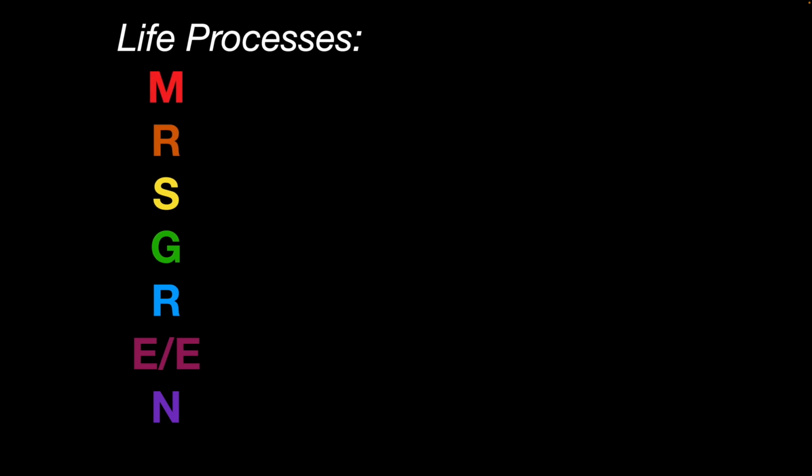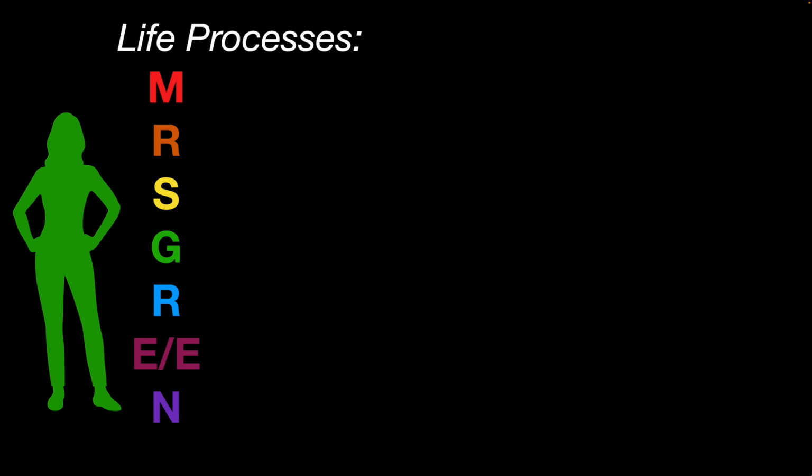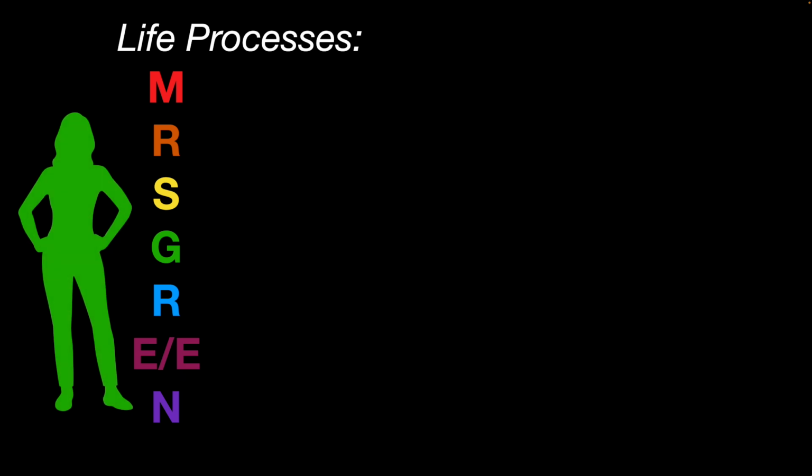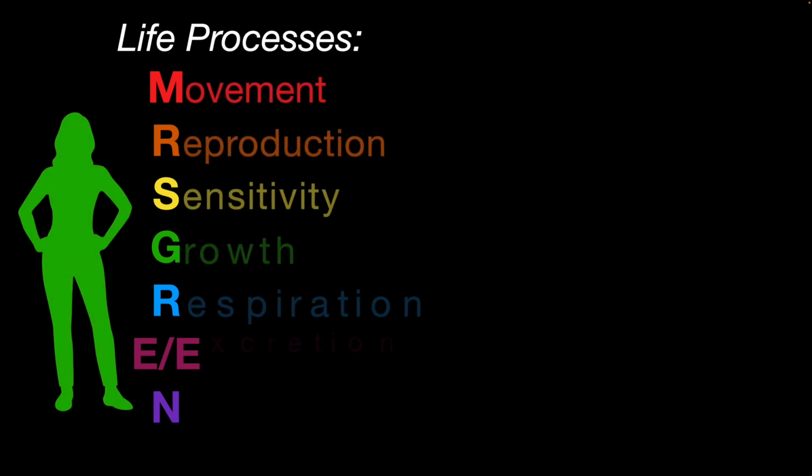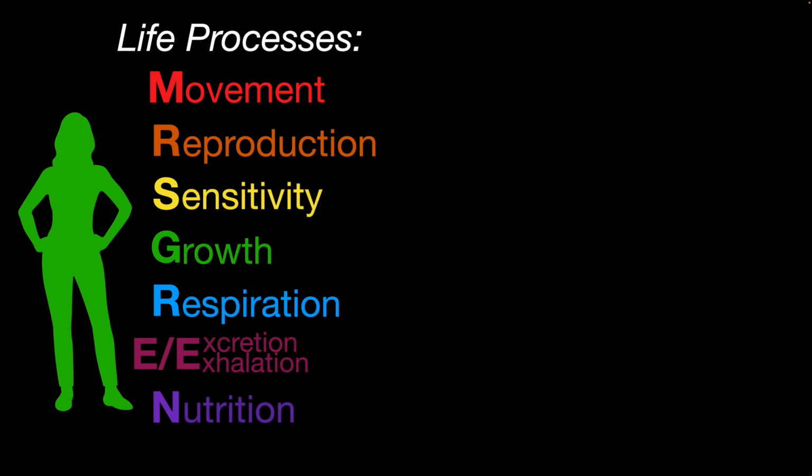Hey everyone, today we're talking about cellular respiration, which is one of the life processes that all living things do to survive. The acronym Mrs. Green can help you remember those 7 things: movement, reproduction, sensitivity, growth, respiration, excretion and exhalation to get 2 E's, and nutrition. But today we're just focusing on respiration.